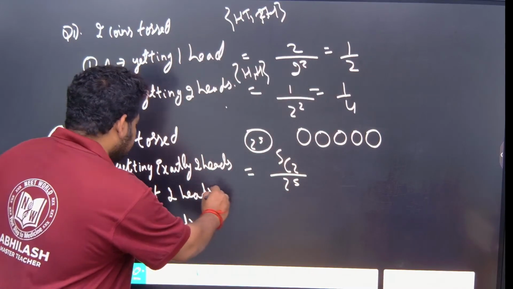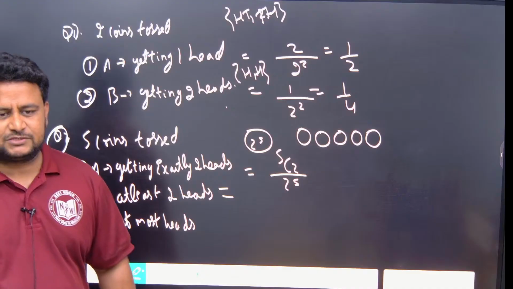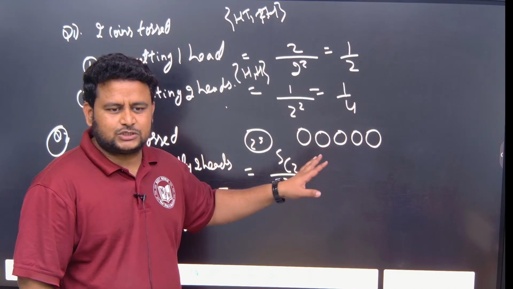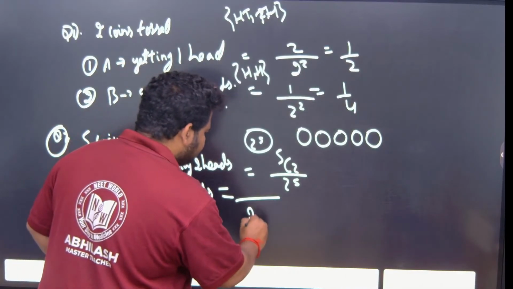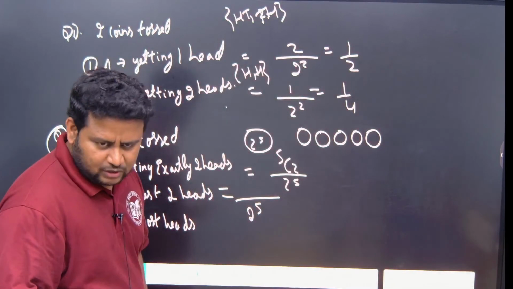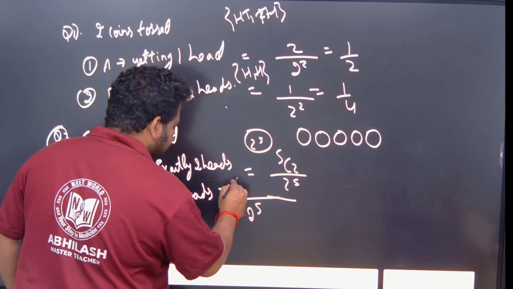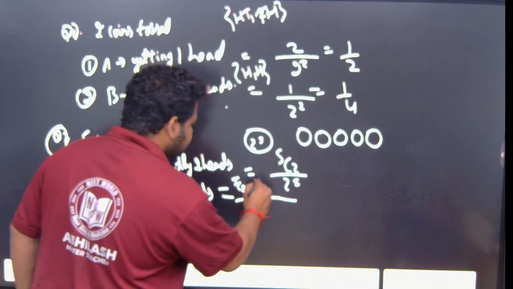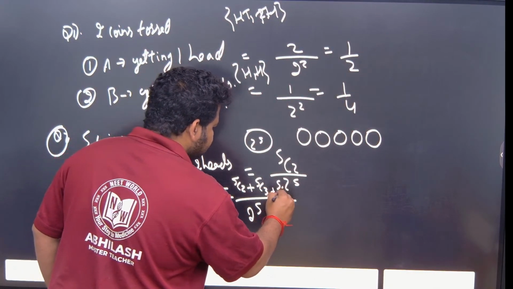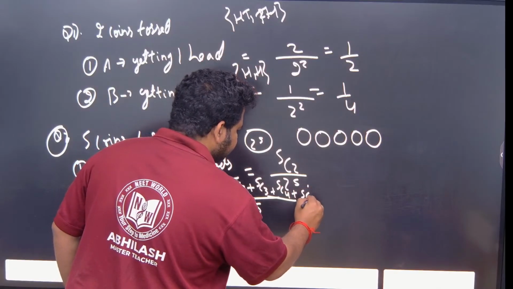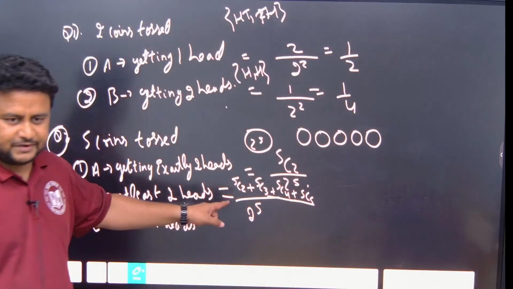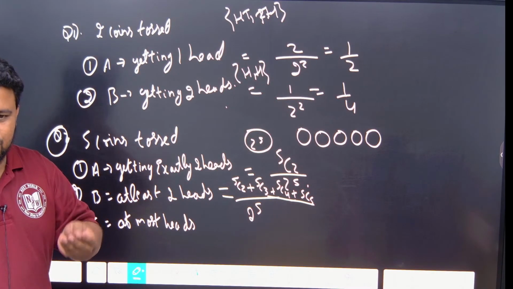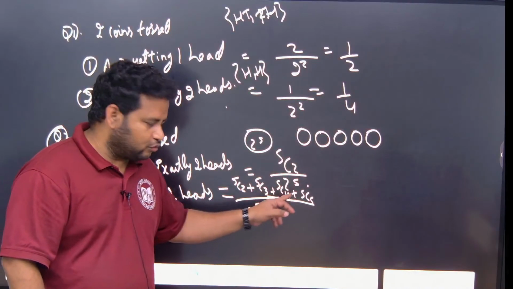Now, see here, at least 2 heads. At least 2 heads means 2 or more. Out of 5, I need at least 2 heads, so the denominator will be 2 power 5. At least 2 heads means it will be 5C2, next it can be 3 also, 5C3, 5C4 plus 5C5. That's why combination will help you here in selecting. So, at least 2 means it can be 2, 3, 4 or 5.